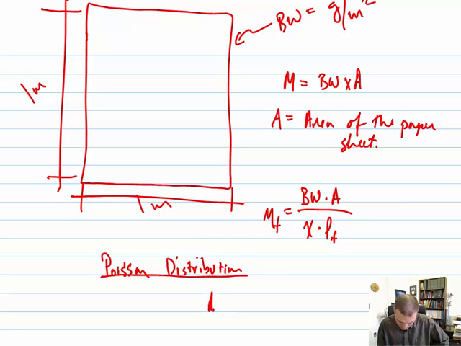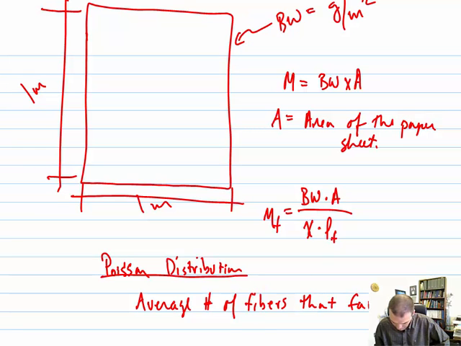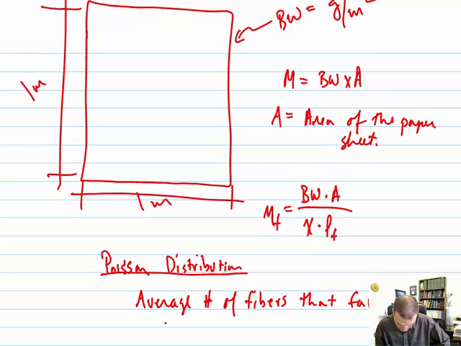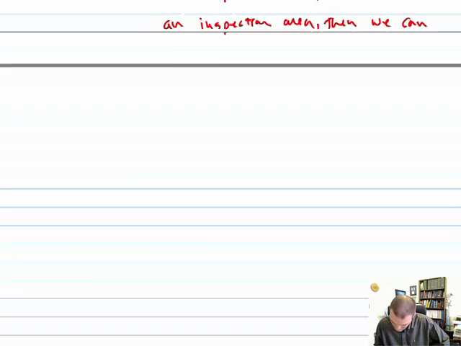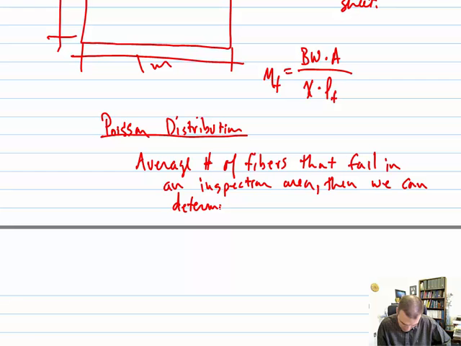So if we can determine the average number of fibers that fall in an inspection area, if we can determine that, then we can determine the variability in the basis weight.